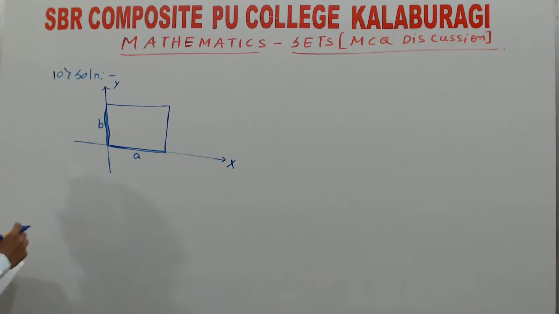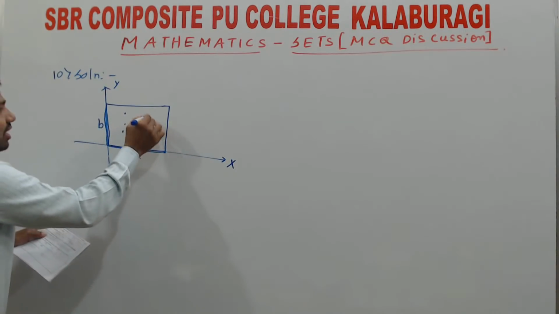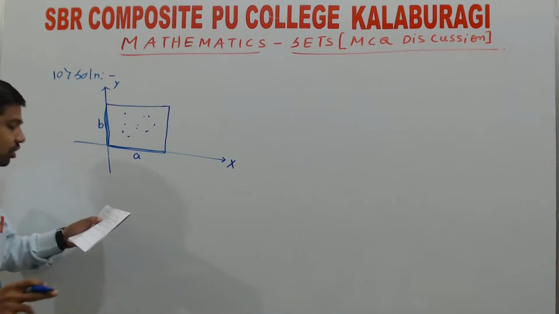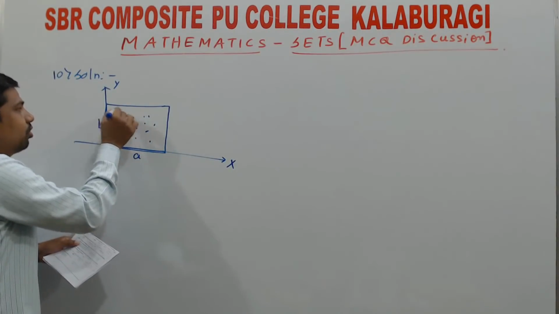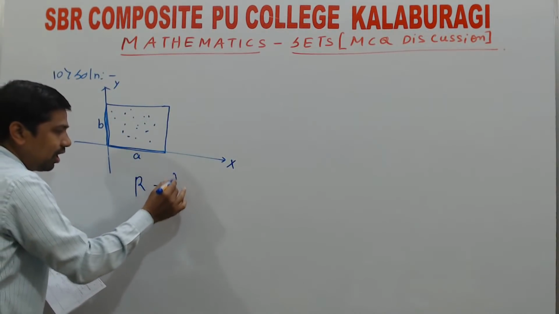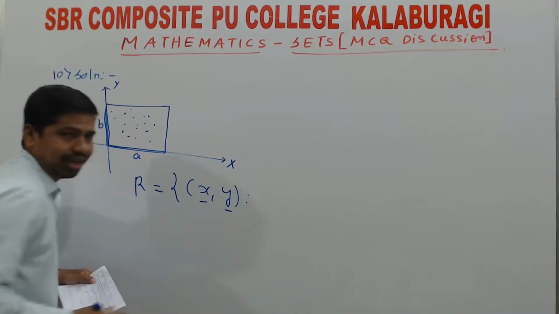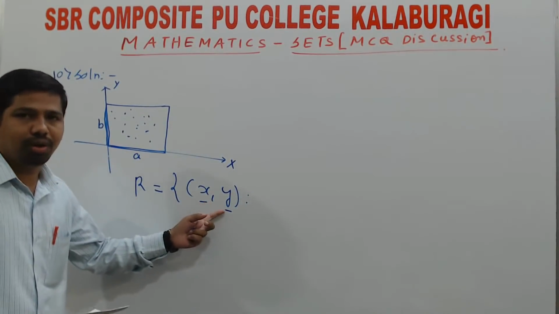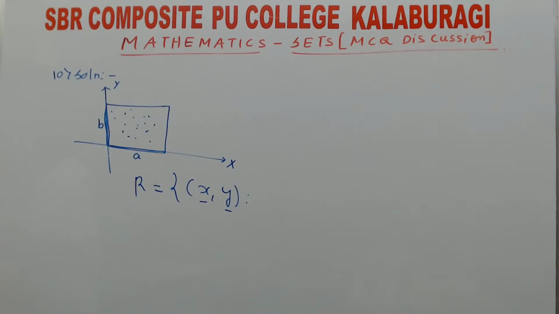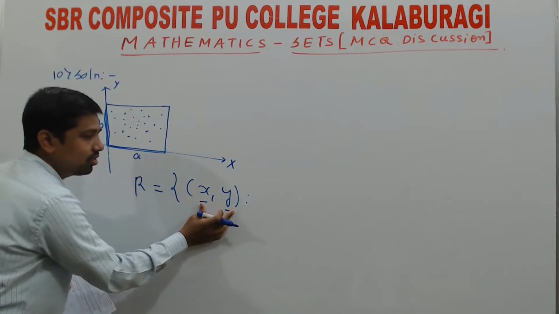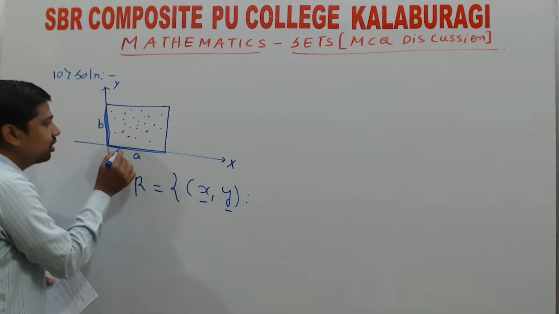Of sides A and B. R is a set of points inside the rectangle. So how can we represent R? It is a set of points inside the rectangle. So what are the values of x and y it can take? A point means it is of the form of an ordered pair x comma y. So how can we represent a set of points in a set? R is a set consisting of points inside the rectangle, not on the rectangle, right?